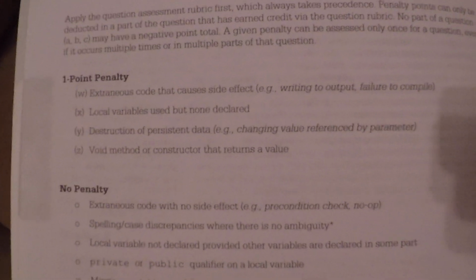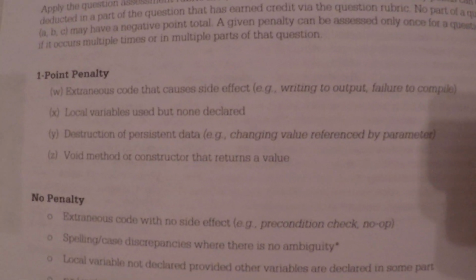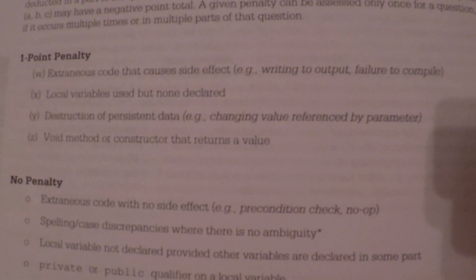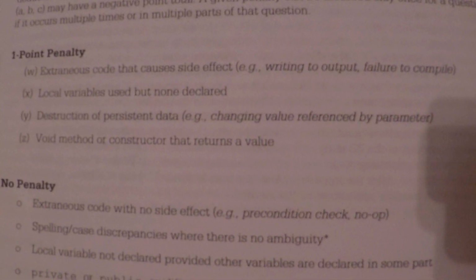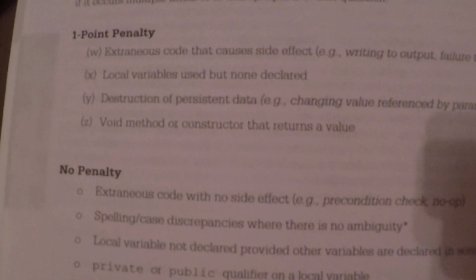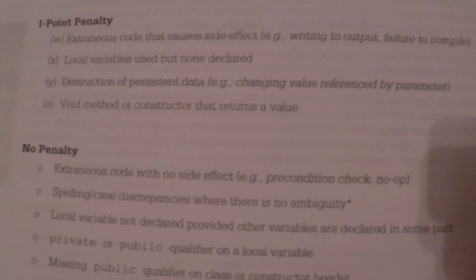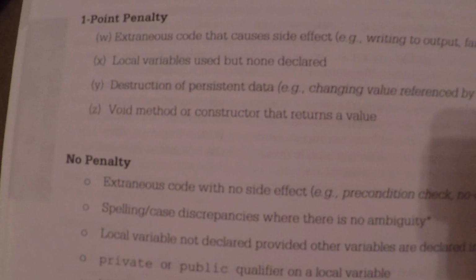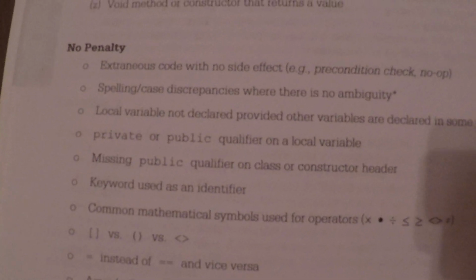You have these scoring guidelines, under which you're going to get penalties for extraneous code that causes a side effect, such as writing to an output, a print. If you weren't specifically told to print, I can almost guarantee you that's not going to happen. Don't print. Failure to compile. Local variables used, but you don't declare them. Destruction of persistent data, that is to say you have a parameter and you mess with it. A void method or constructor that returns a value.